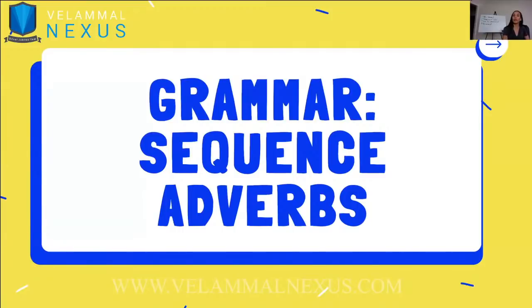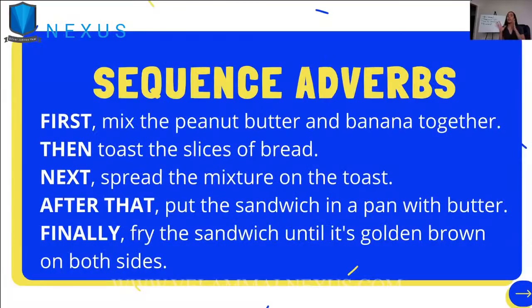Okay, or adverbs of sequence. So first of all, what are adverbs of sequence? Sequence, as the word itself explains, is a process, and it's more than a process, it is an order. There is an order. So when you say first, second, third, and you have different steps, that is a sequence.